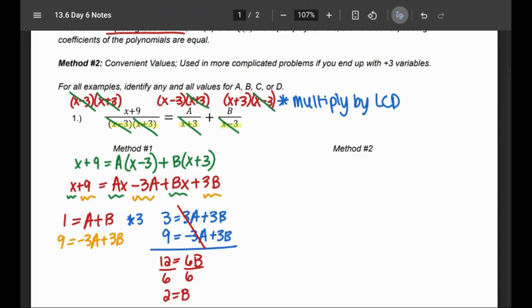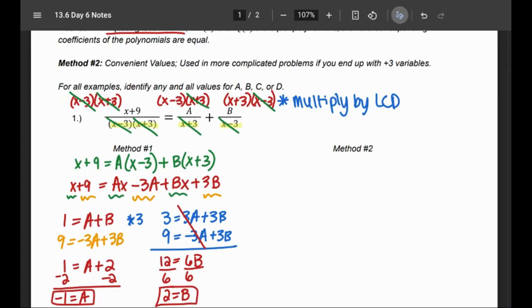And then I need to go back and solve for a. So I've got 1 equals a plus b, and we now know that b equals 2. So if I subtract 2 from both sides, I get negative 1 equals a. And this problem asks to identify any and all values for a, b, c, and d, but we only have a's and b's in this problem, so I'm done with that.